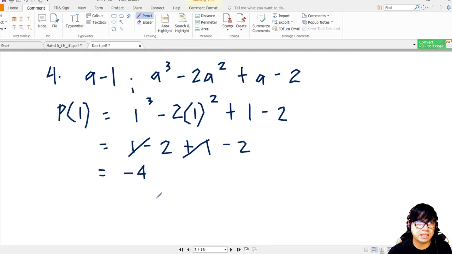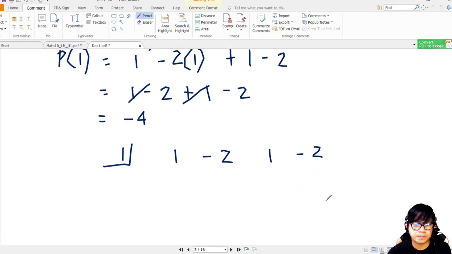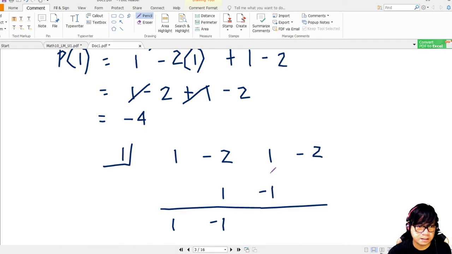So try na natin using synthetic division. So 1. Coefficients natin, we have 1, negative 2, 1, negative 2. So bring down 1, so this is 1, negative 1. So negative 1 times 1 is negative 1. Then, negative 1. So, negative 1 times 1 is 0. So, 0, negative 2.